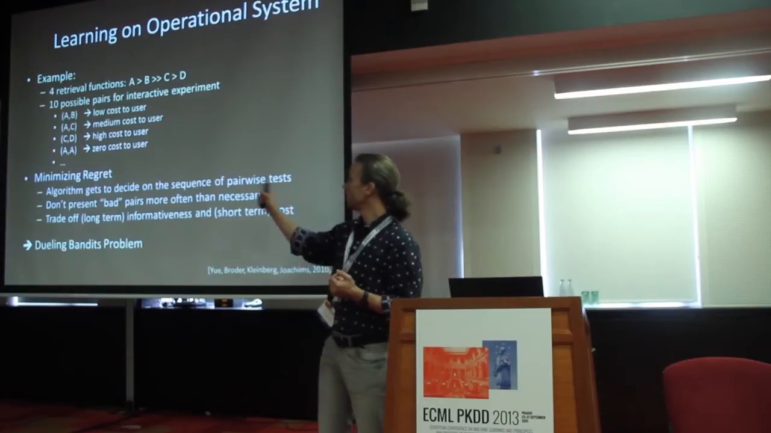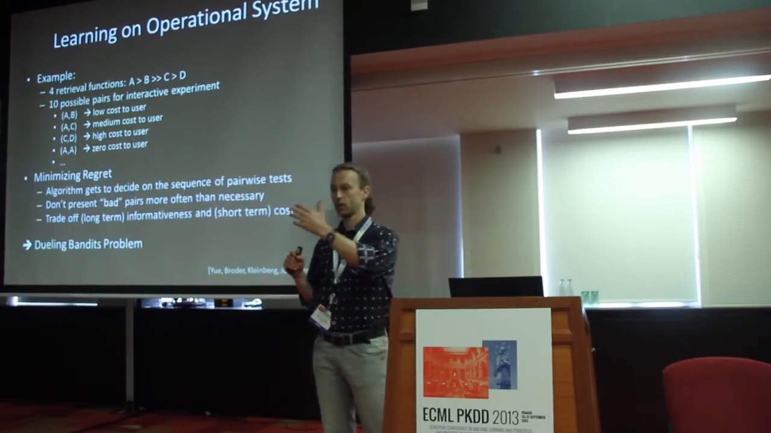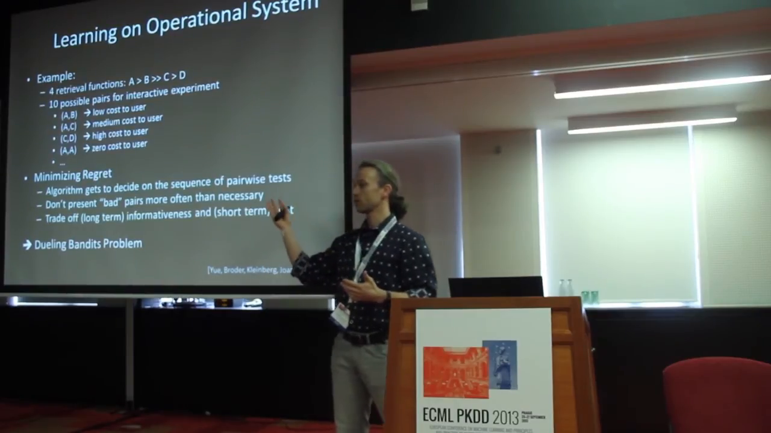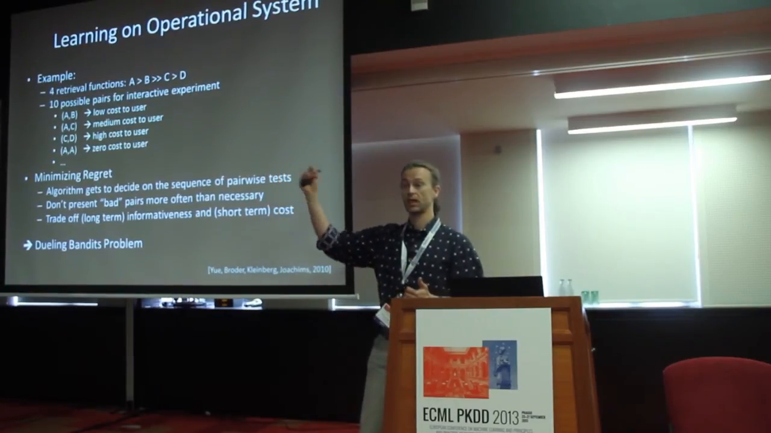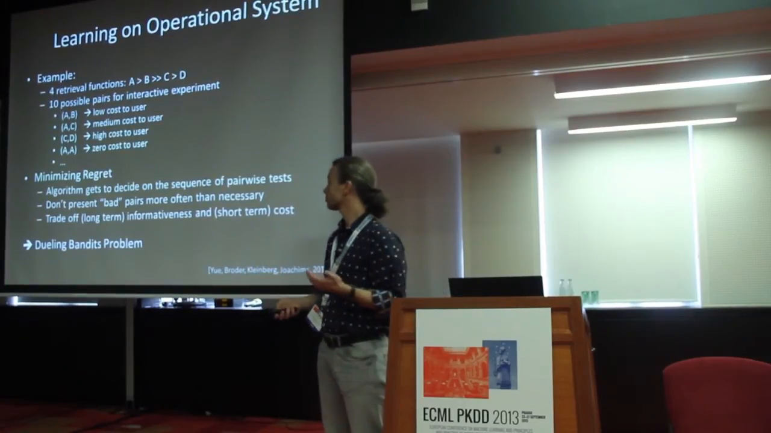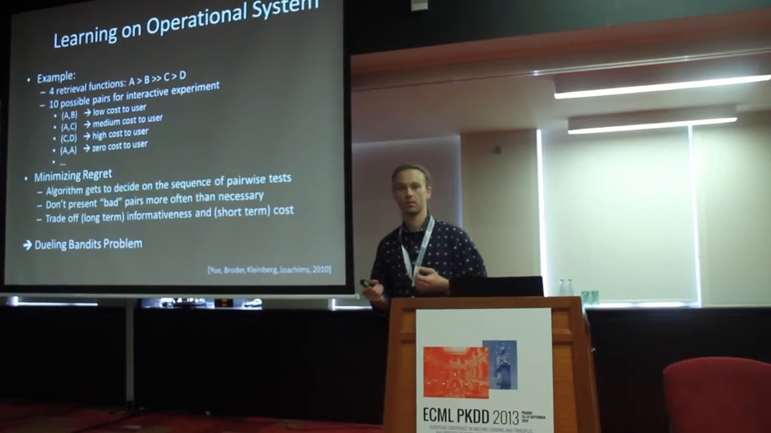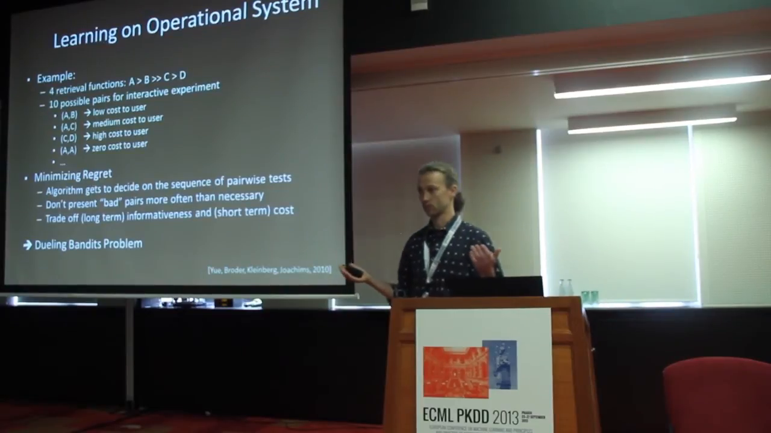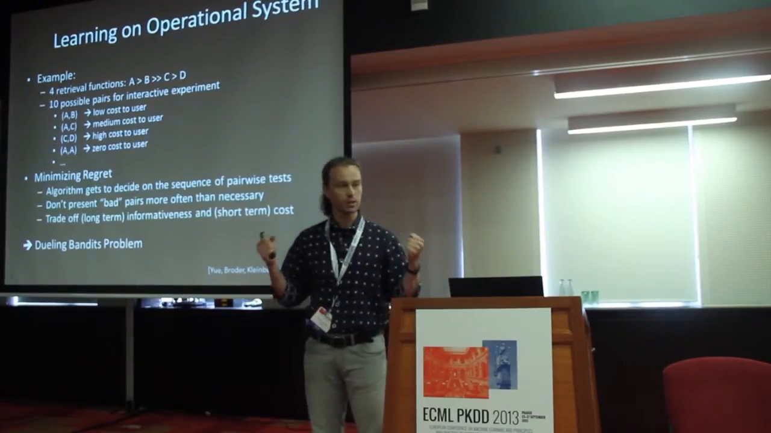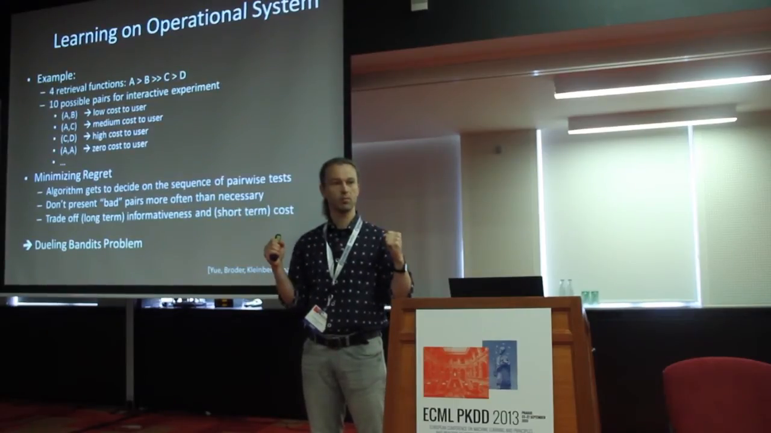So now, for a learning algorithm, we have to figure out which sequence of pairwise comparisons to make so that eventually you arrive at the conclusion that A is the best. And in the process, you don't annoy the users, so it has low cost. That's what we call the dueling bandits problem. You can think of it as a traditional bandit problem, but the only thing you can do is pull two levers at the same time. And you don't get cardinal feedback, but just get feedback that this paid off more than that.